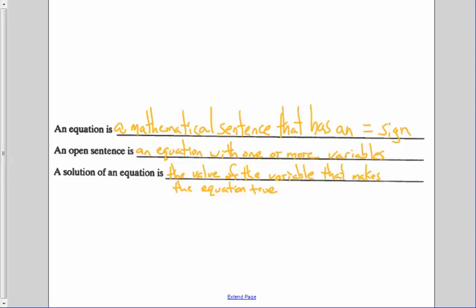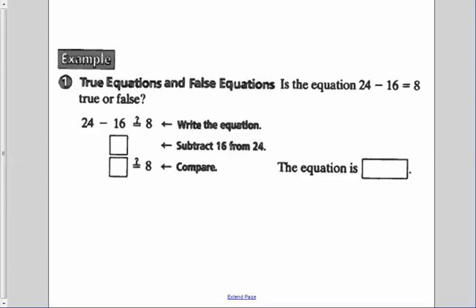So now let's look at an example. Is the equation 24 minus 16 equals 8 true or false? To evaluate it, I'd first write it down and subtract 16 from 24. So 24 minus 16, I do get 8, and since 8 is equal to 8, the equation is true.